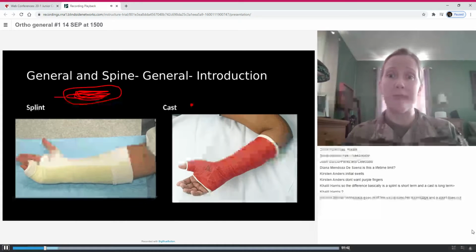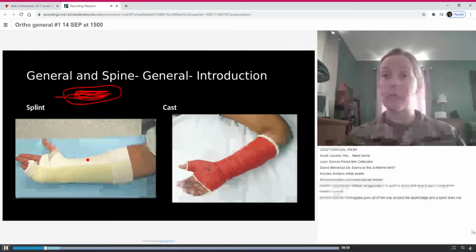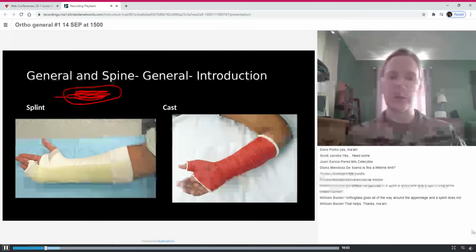Casts, I'll use a free fiberglass roll, whereas for a splint, I could use a plaster or an orthoglass. Orthoglass is available in the Army sets, kits, and outfits. Plaster is usually reserved for higher echelons of care.